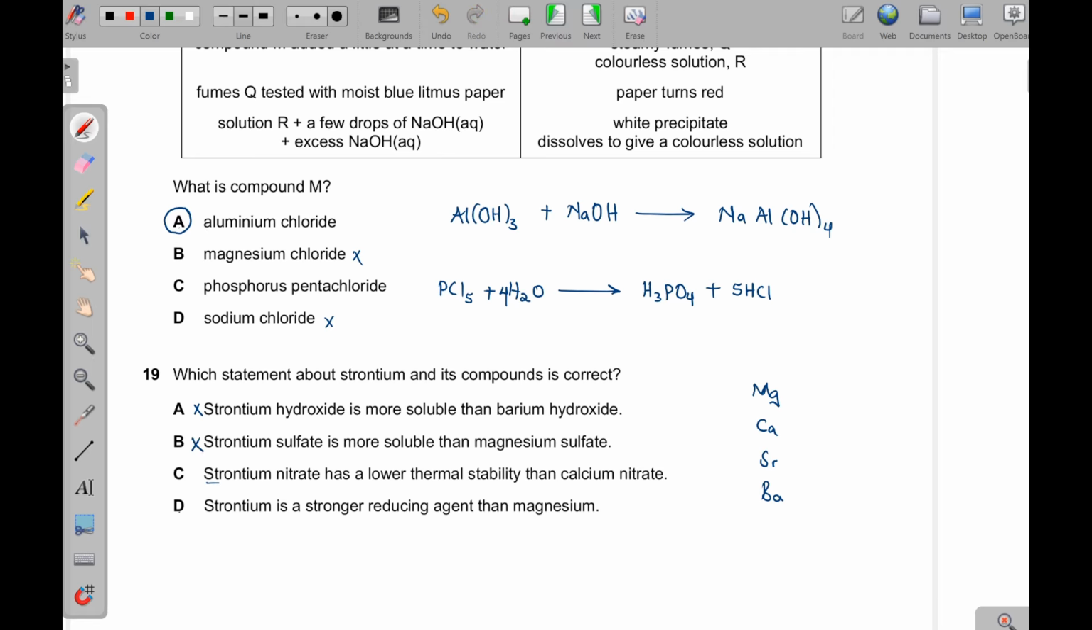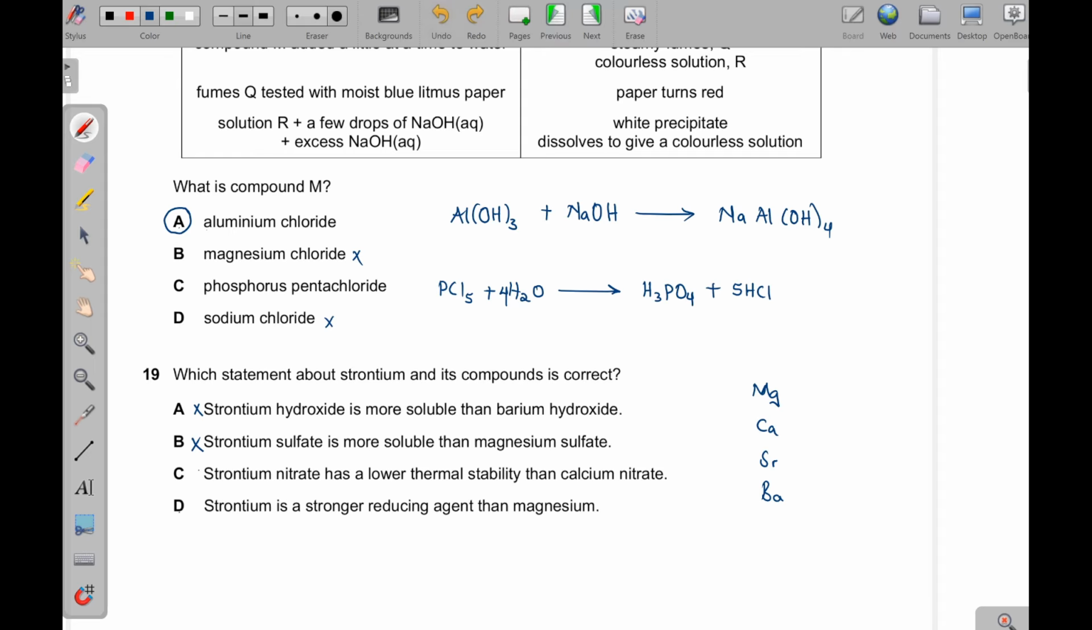Then here they are saying strontium nitrate has a lower thermostability than calcium nitrate. We know that going down the group, thermostability of group 2 nitrates or carbonates increases. Okay, that means strontium nitrate is thermally stable compared to calcium nitrate. In other words, this one requires much more heat to break it down. So if something is thermally stable, you will need much more heat to break it down. So this one can easily break down.